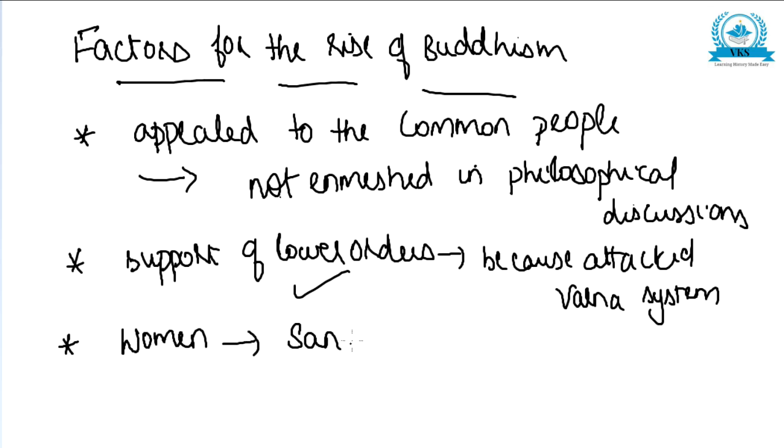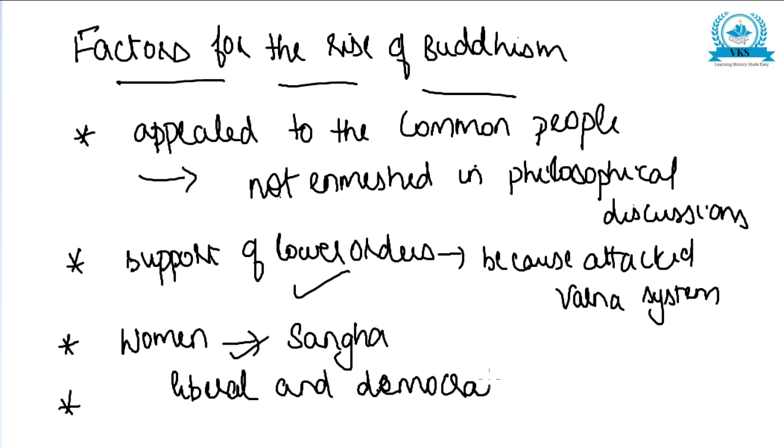Next, women were admitted to the Sangha. As we have already told, the doors of the Sangha were open to all, irrespective of caste, creed and sex. Women were admitted to the Sangha. And in comparison with Brahmanism, Buddhism was liberal and democratic. So that naturally attracted common people towards the religion.